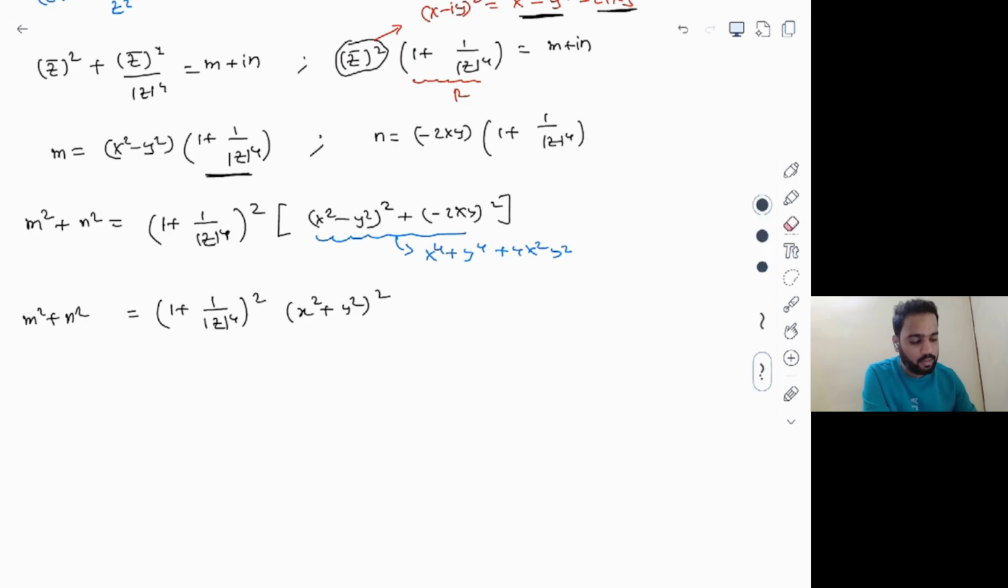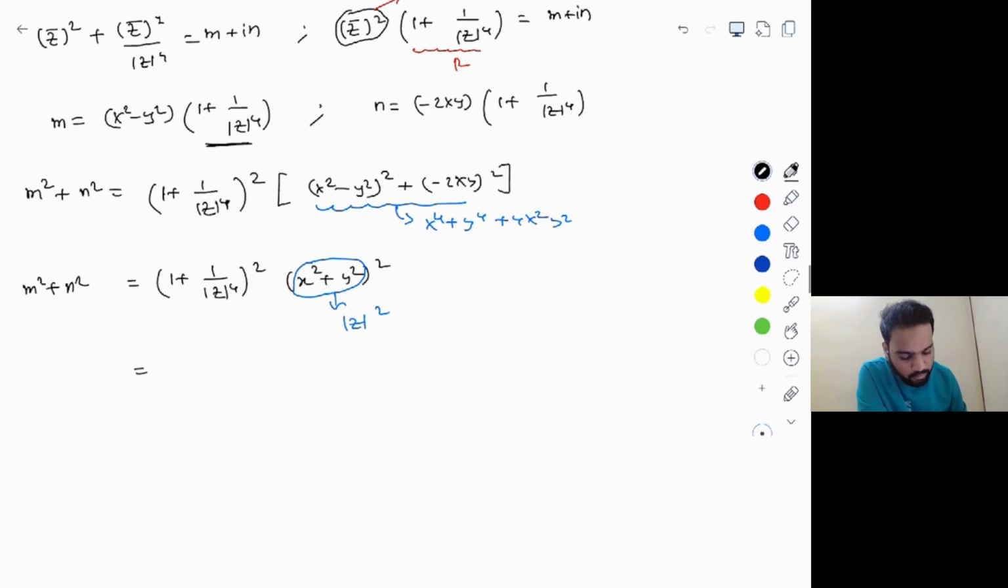Okay, but there is one more observation to be made here: this x square plus y square is nothing but what? It's the square of the modulus value of z, right? So that is mod z whole square, and again whole square is there. So if you try to simplify, and moreover, let's expand this one also simultaneously. This will be 1 plus 1 by mod z to the power of 4 whole square multiplied by mod z whole to the power of 4. Okay.